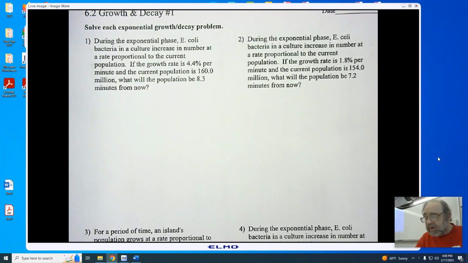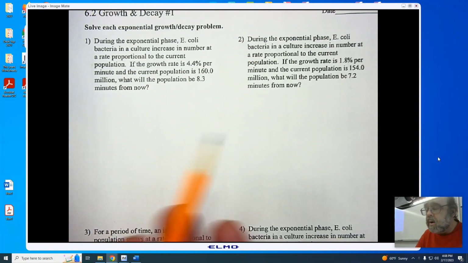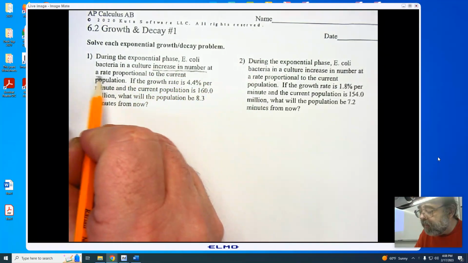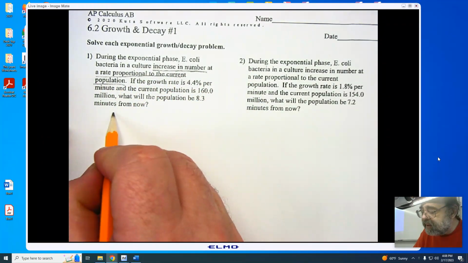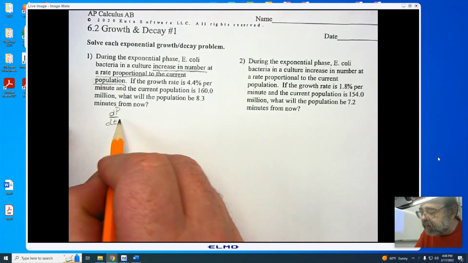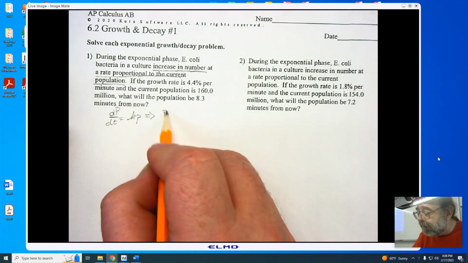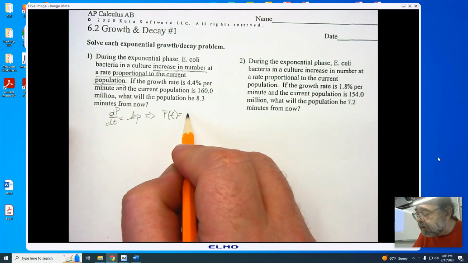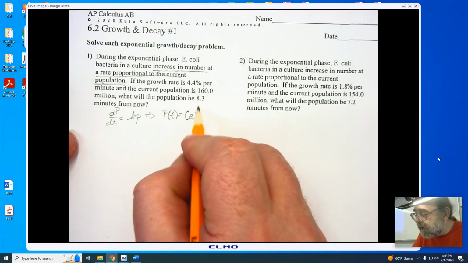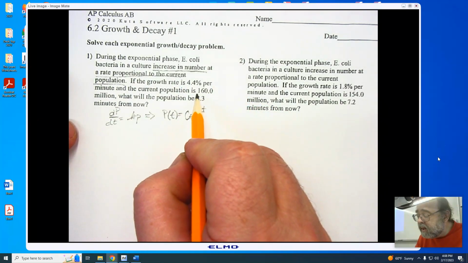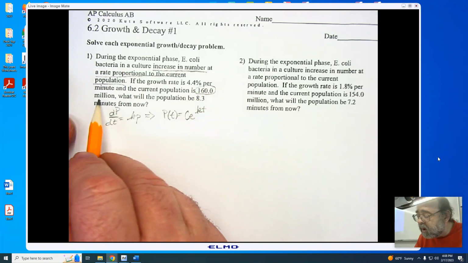I'm going to be going over the two worksheets, Growth and Decay, number 1 and number 2. Now, we've already seen the notes for this, and if you recall in the notes, we were saying when we have a rate that is increasing in number, a rate proportional to the current population, this is dP/dt equals kP. And this immediately tells me that I'm working with my population in terms of time is equal to Ce^(kt). Now our C, or the constant, is going to be our initial value, which is the population that we currently have.